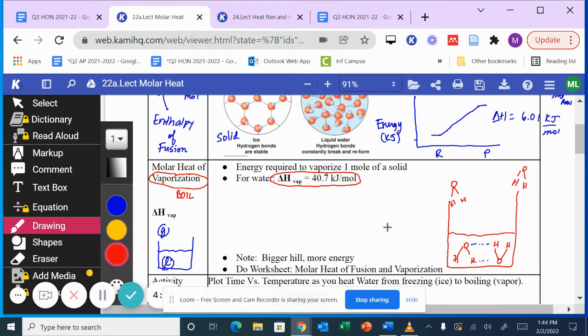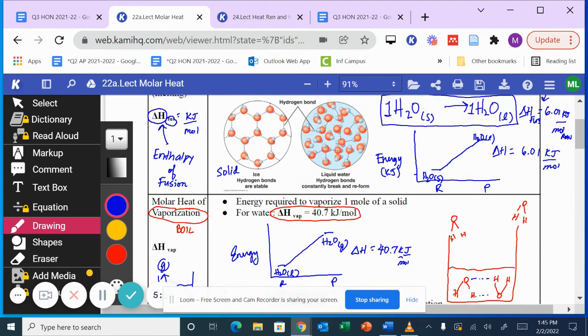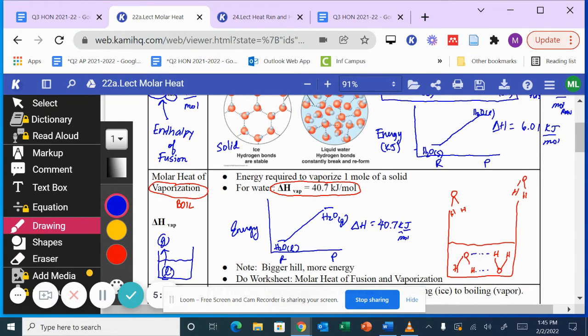So here, if I were to draw the energy diagram, it would be energy here, and reactants, products. You're going from liquid to the gas. So the liquid is lower in energy, gas is higher. This is H2O liquid, H2O gas. So it's going up the hill. So that is also endothermic, and the delta H of this reaction of vaporization is 40.7 kilojoules per mole. I didn't label this. This should be H2O solid to H2O liquid. Okay, so that is the molar heat of fusion and molar heat of vaporization.